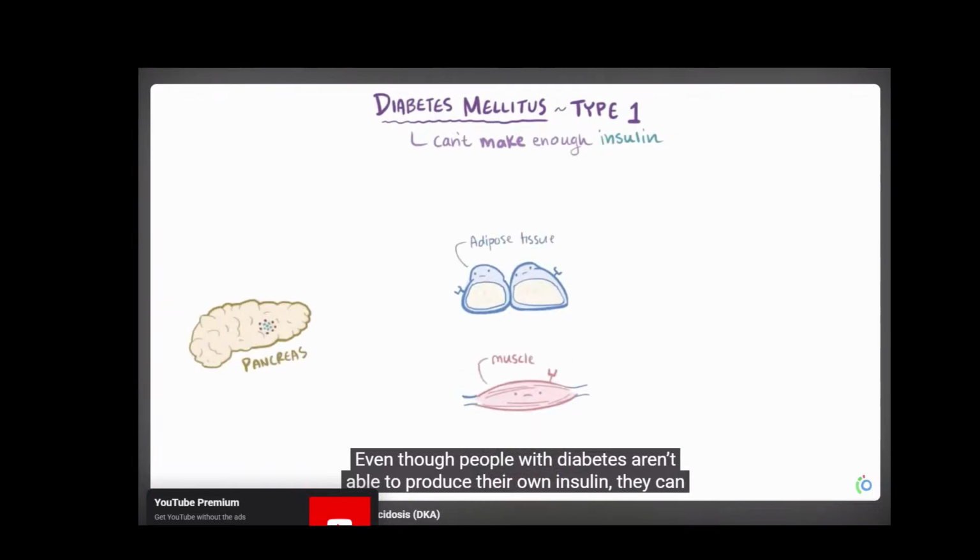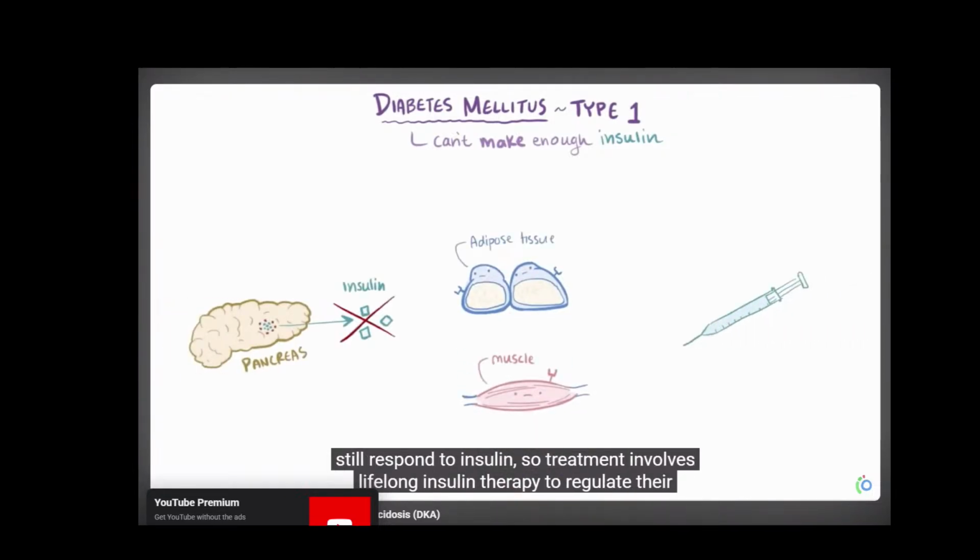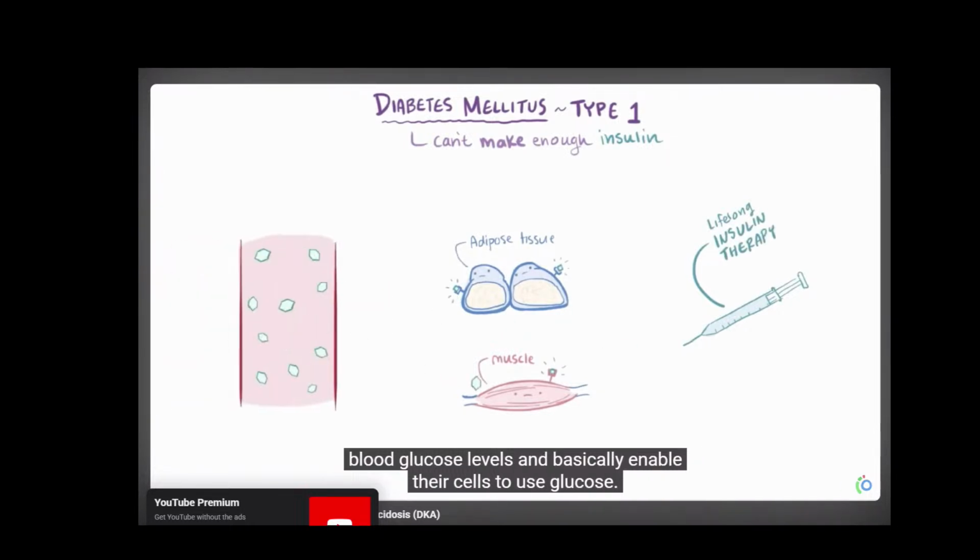Even though people with diabetes are not able to produce their own insulin, they can still respond to insulin. So treatment involves lifelong insulin therapy to regulate their blood glucose levels and basically enable their cells to use glucose.